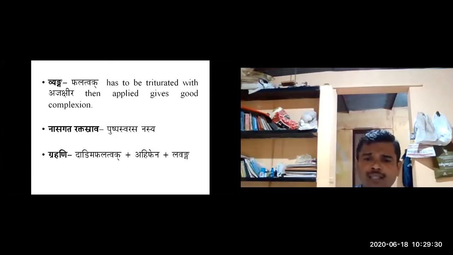In case of Nasagata Raktasrava, you can do Nasya with Pushpa Swarasa. And in case of Grahani, you can administer a combination of Dadima Phalatvak, Ahifena plus Lavanga.